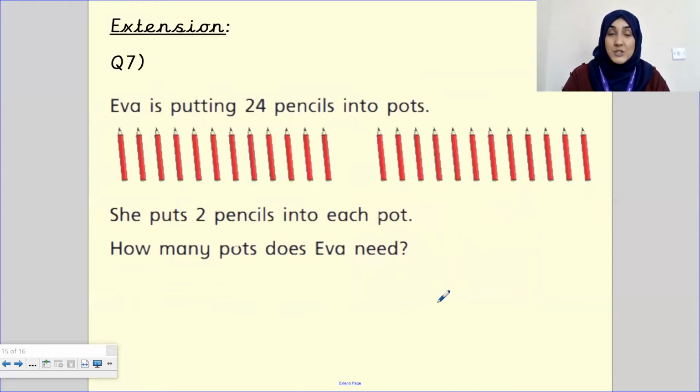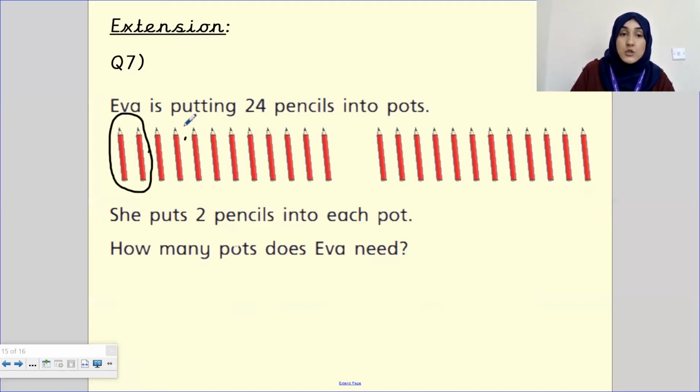Extension, question number 7. Ava is putting 24 pencils into pots. She puts 2 pencils into each pot. How many pots does Ava need? So with this question, it says it's giving you the answer pretty much. 2 pencils into each pot. So you know that you need to group 2 pencils into each pot, and you're going to keep going all the way up to these last 2. How many pots do you need, or does she need?